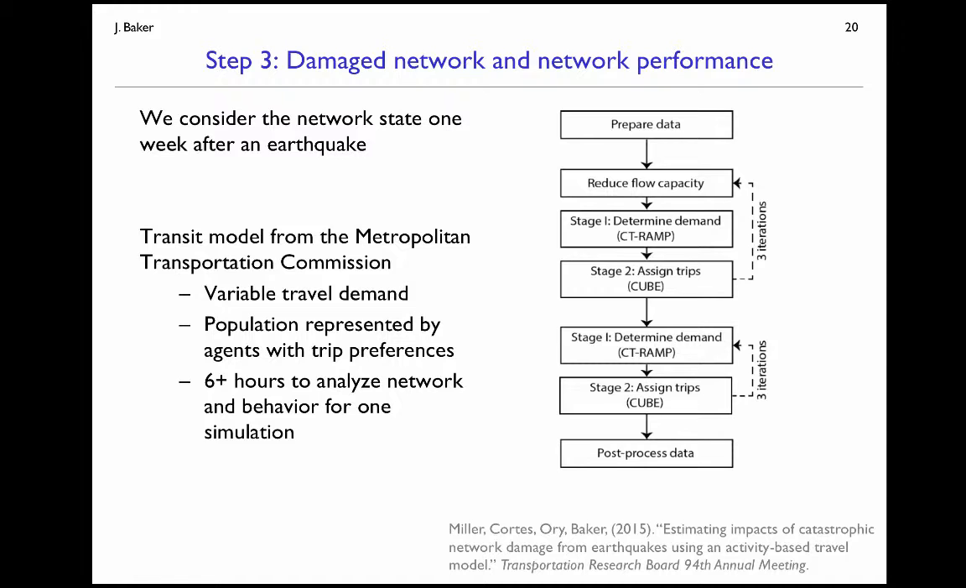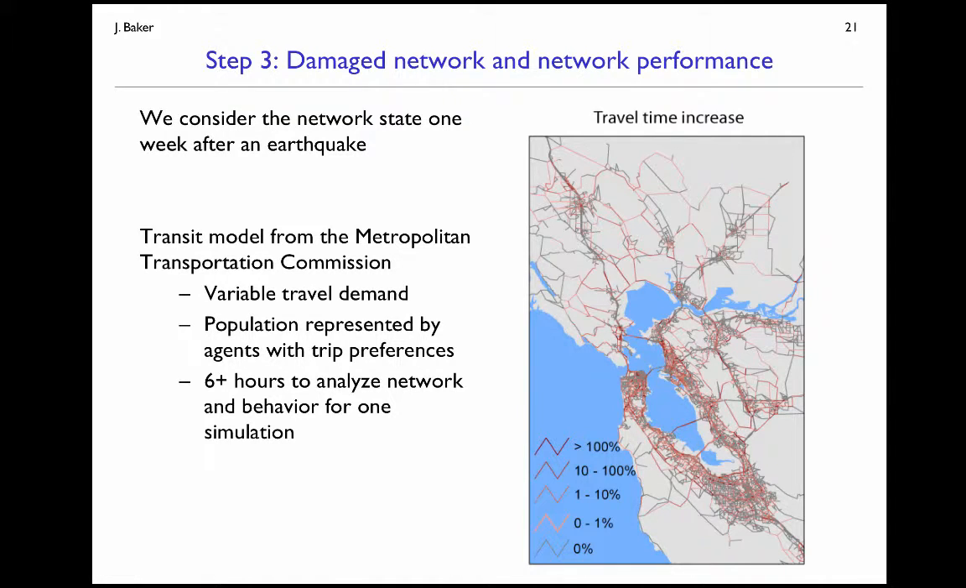So we'll take 3 iterations to reduce the flow capacity down to its target, and then after we're done with that, we'll take 3 more iterations to let the travel demand and trip assignment stabilize, and then we'll grab the data out of the back of it for analysis. And this is the type of thing we'll get out of it.